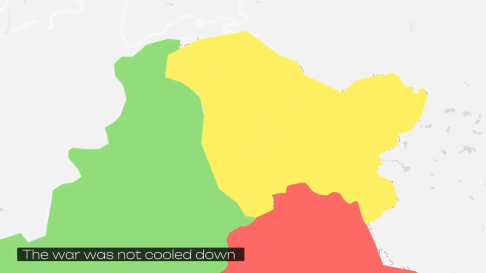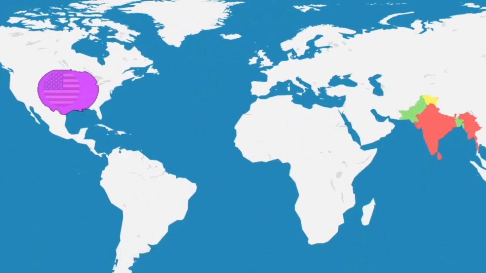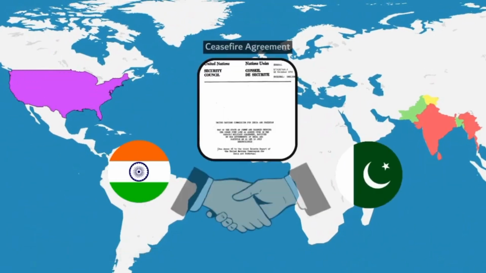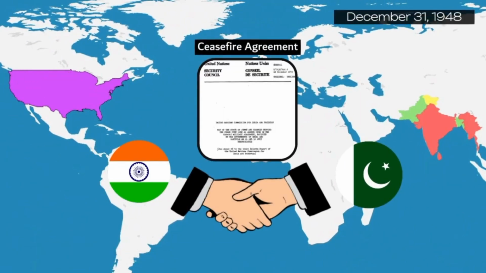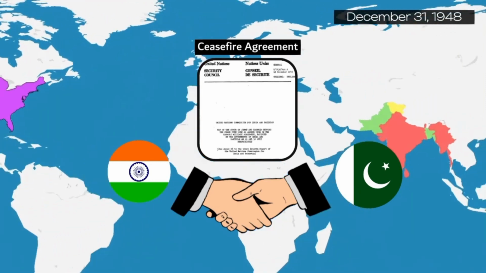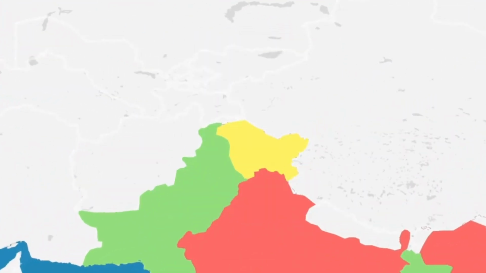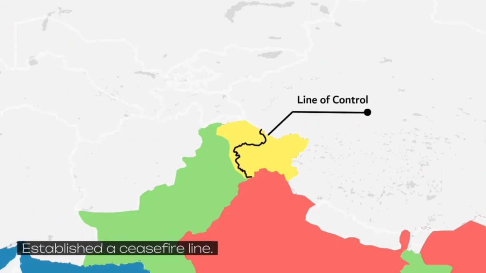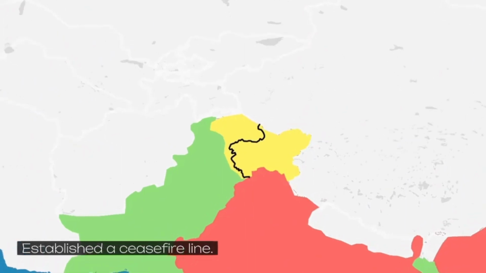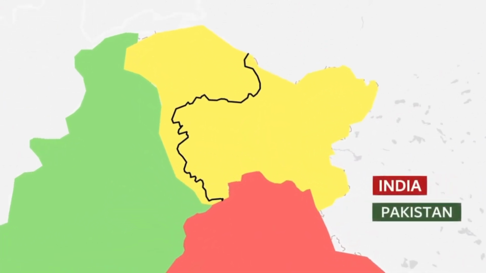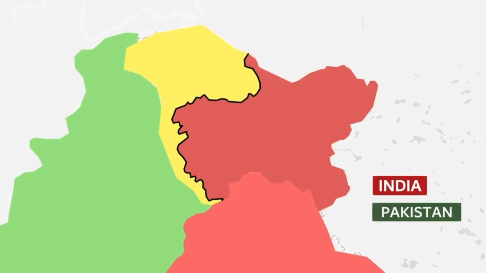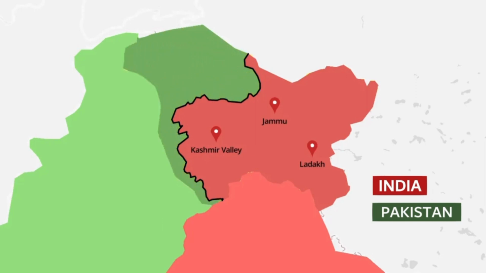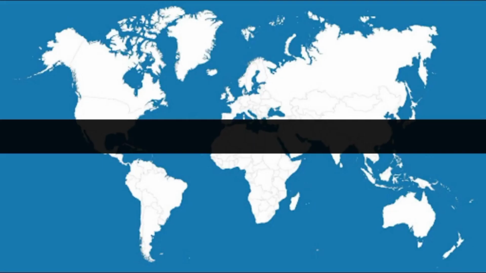The war was not cooled down until the intervention of the United Nations, which pushed two sides to reach a ceasefire agreement on December 31, 1948, which went into effect the following day, establishing a ceasefire line, now called the Line of Control. After the war, India gained control of about two-thirds of the Kashmir state, including Kashmir Valley, Jammu, and Ladakh, whereas Pakistan gained roughly the remaining third of Kashmir, with Azad Kashmir and Gilgit-Baltistan.